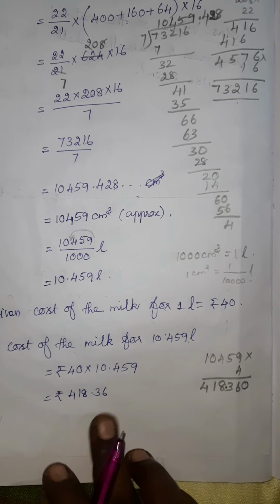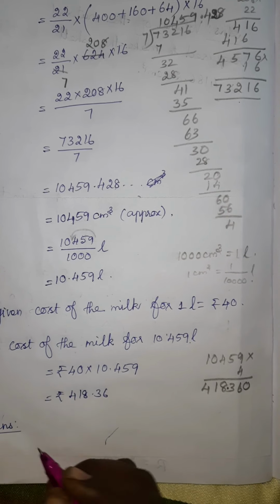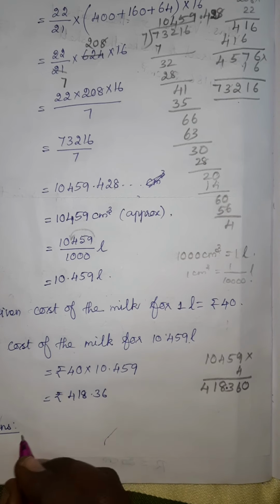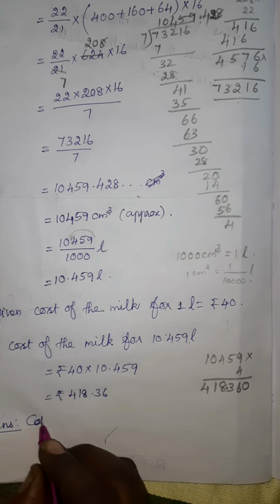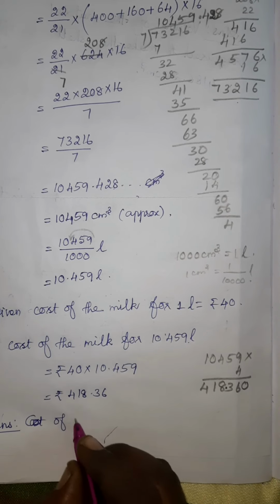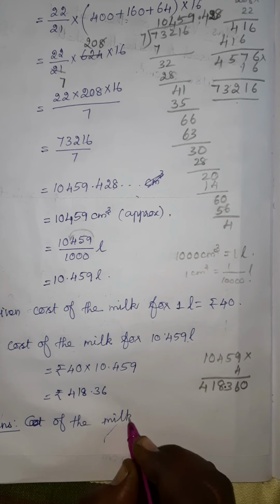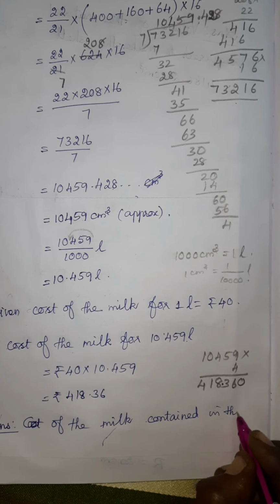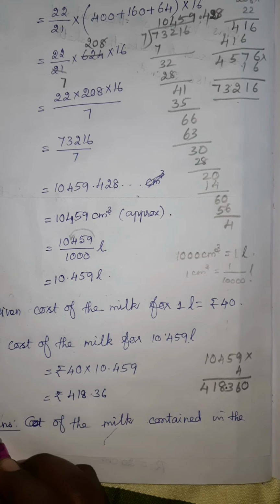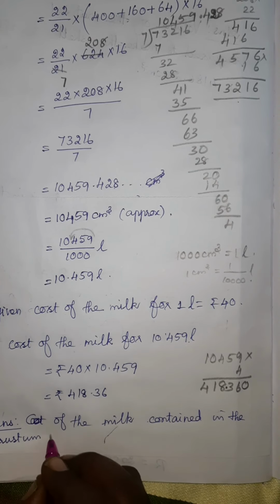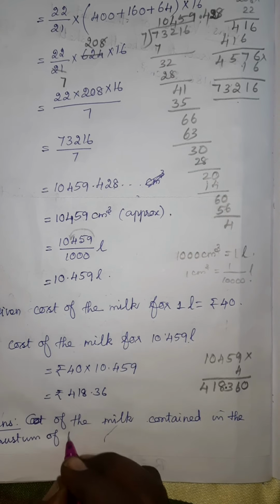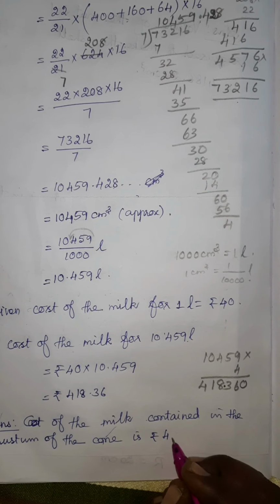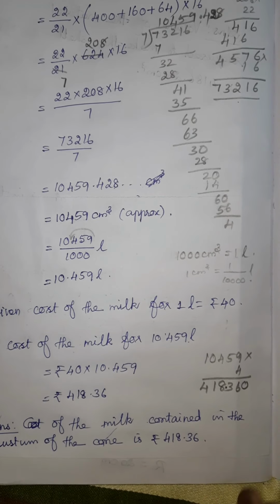Okay, so what is the cost of the milk? Rupees 418.36. Answer: cost of the milk contained in the frustum of a cone is rupees 418.36. Are you all clear?